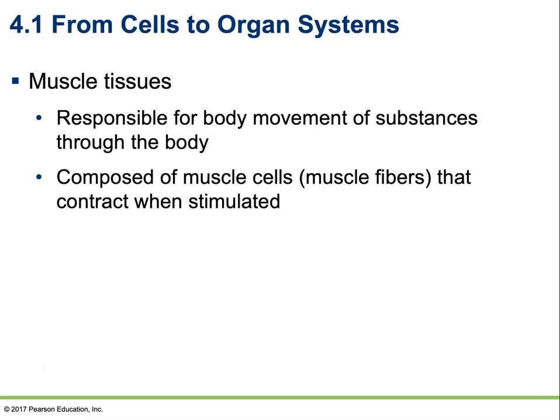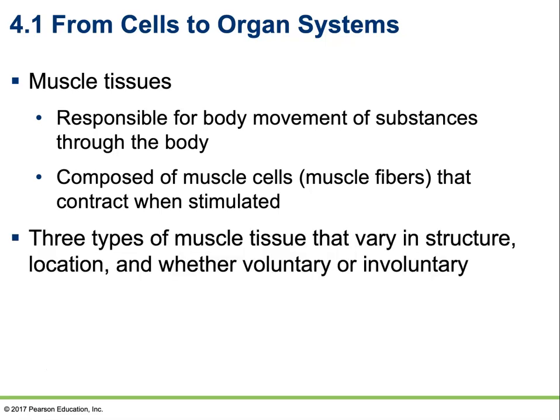It's going to be composed of muscle cells, muscle fibers that are going to contract when they are stimulated. There are three types of muscle tissue. They're going to ultimately vary in structure, location, and whether they are considered voluntary or involuntary. The first is going to be skeletal. Skeletal muscle tissue is attached to bones, moves the body, and is under voluntary control.